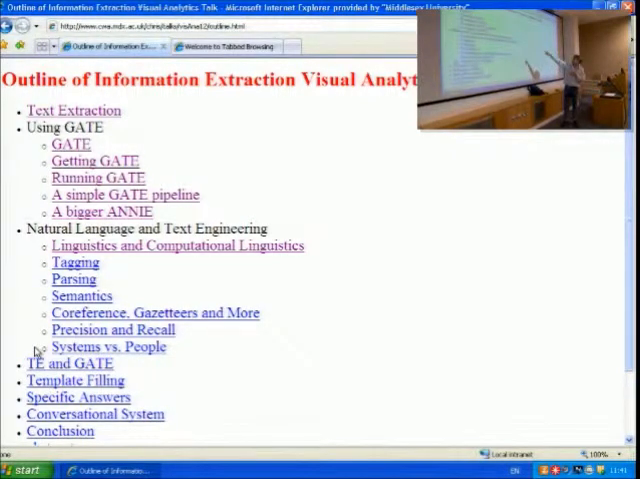And then I'll talk a little bit about natural language and text engineering. Then I'll go back to text extraction and Gate, and talk about some extra stuff, how you can use Gate for some other things. You actually can't use it for conversational systems, or you could, but it's probably not a good idea. There are better things to do. And then I'll finish up.